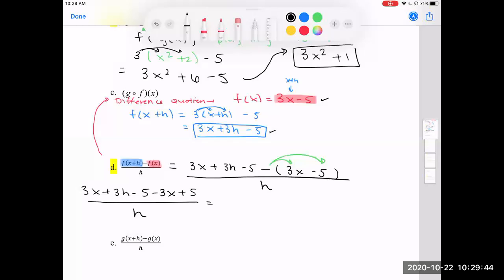Now what's cool and how you know you're on the right track is things should start canceling out. And if they don't, then something funny happened and go back and check your work. So we see here that 3x minus 3x is 0, right? And negative 5 plus 5 is also 0. So that we're left with 3h divided by h. And our h's, we can divide them out to get 1. So our answer is just 3. And that's your difference quotient.